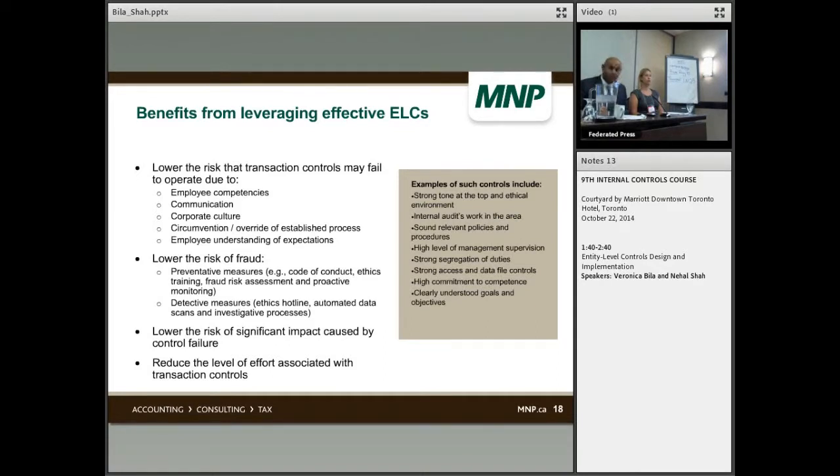ELCs can help lower the risk of fraud, mainly through preventative measures as well as detective measures. Some examples of preventative measures include code of conduct, having ethics training, fraud risk assessment, and ongoing proactive monitoring.